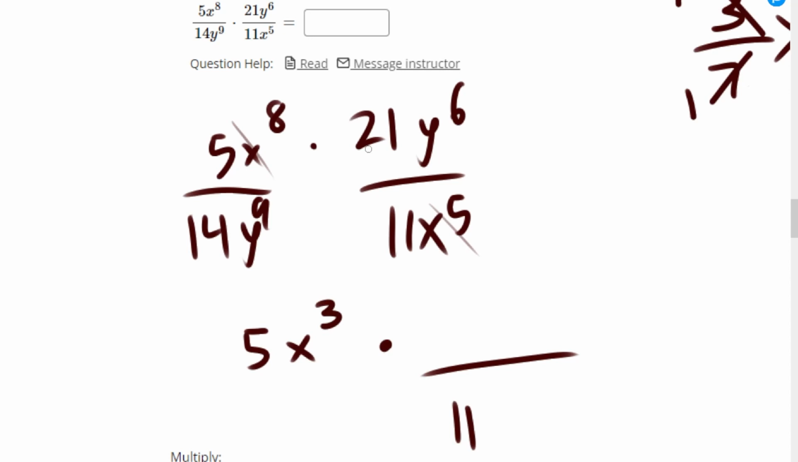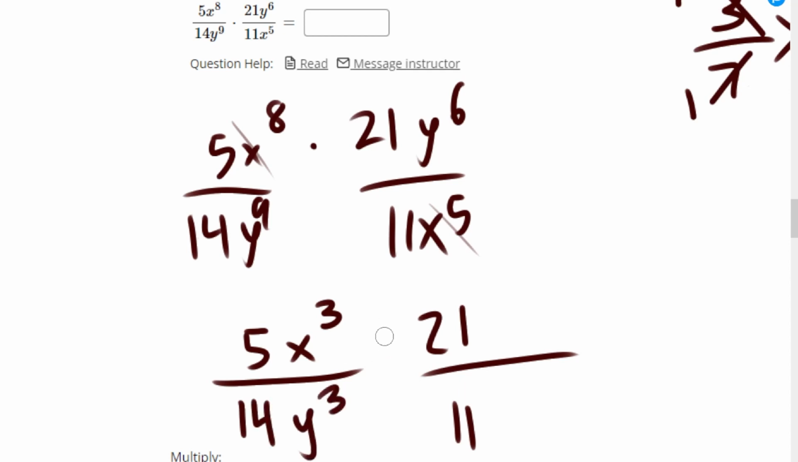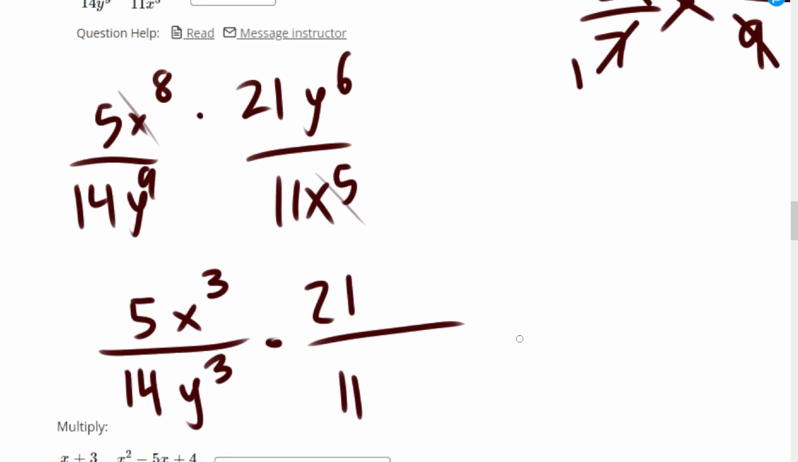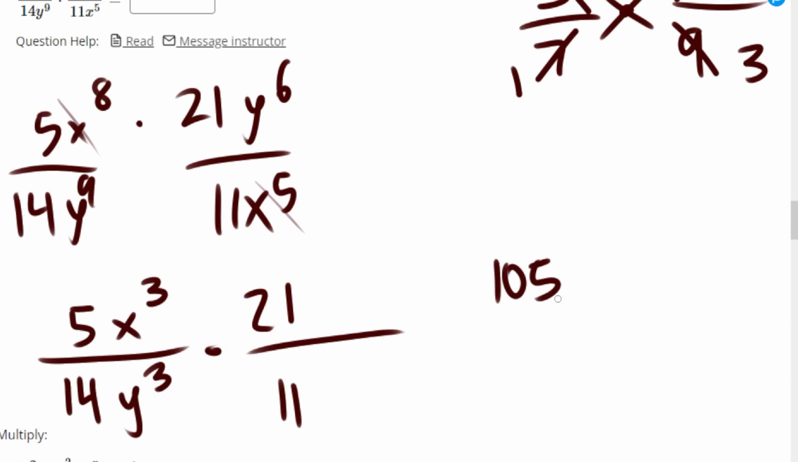And then for this one, 14 and 21 don't go into each other, but we have a y to the 9th and a y to the 6th. So we'll have 21 and then no y because that gets eaten up. And then 14 y to the 3rd. And then we just combine them. 5 times 21 is equal to 105, I believe.